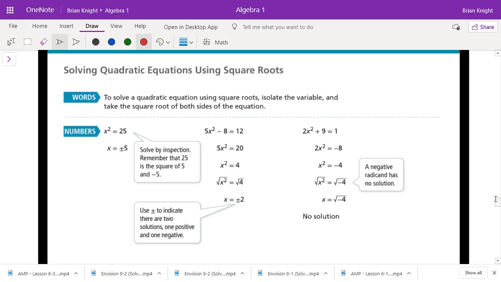All right. So all you're doing, you've got page 380. You're just doing page 380. Okay? Tomorrow we get to learn the magical world of completing the square. It's going to be fun.